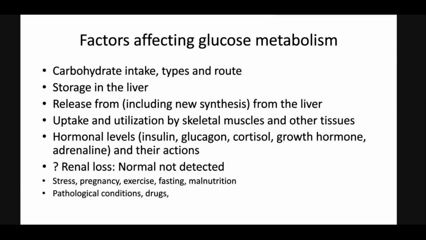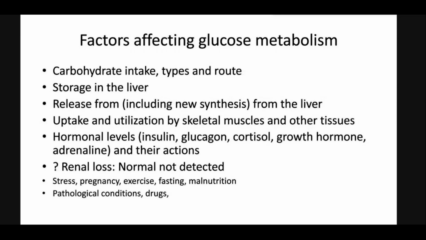We call it gluconeogenesis from amino acids. And this process is important to maintain blood glucose level, mainly for the brain. Other tissues can utilize other resources like fatty acids, but the brain requires a continuing supply of glucose. And the role of the liver here is very important.